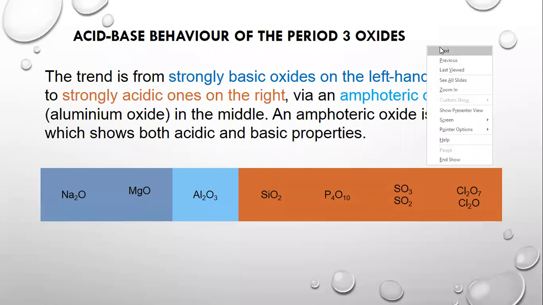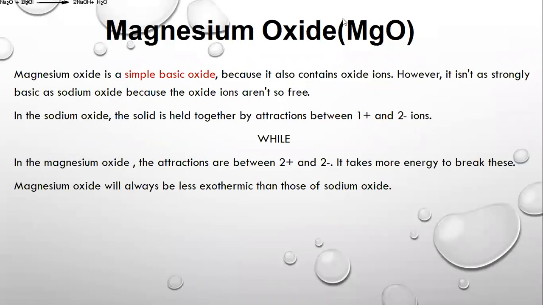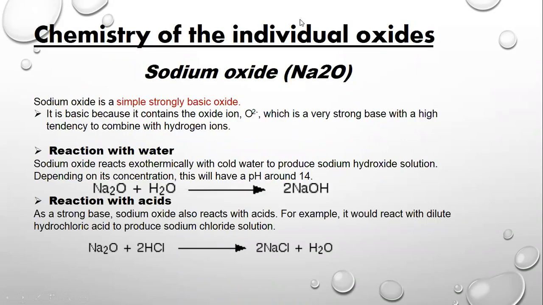Let us discuss these oxides one by one. First is sodium oxide, Na2O. It is simply a strongly basic oxide. How can you justify that? It is a strongly basic oxide, as it contains oxide ion O2-. That O2- ion has a strong tendency to combine with hydrogen ions. Because they have the tendency to combine with hydrogen ions, it is a basic oxide.